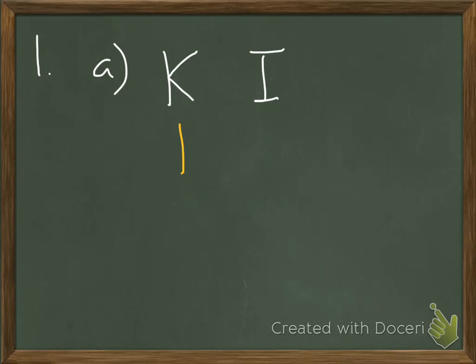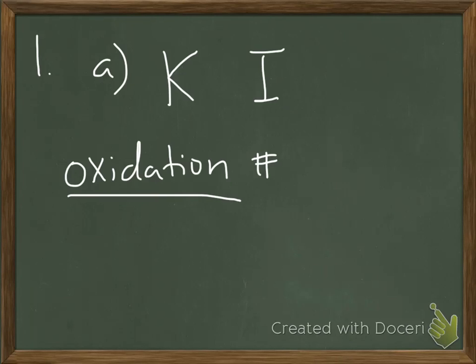Okay, so now that I know it's an ionic compound, I can get to work here. I know it's going to have the K in it and then the I in it. And I have to figure out the oxidation numbers for each element. The oxidation number is a new word, but it's something that you already know how to do because we did it when we talked about ions. The oxidation number is just the charge that the ion would form.